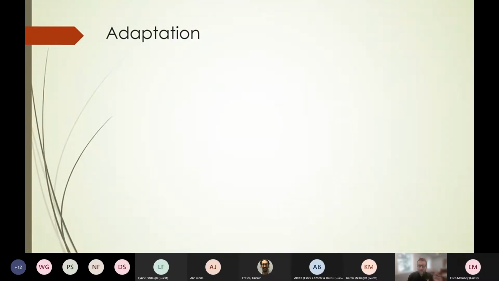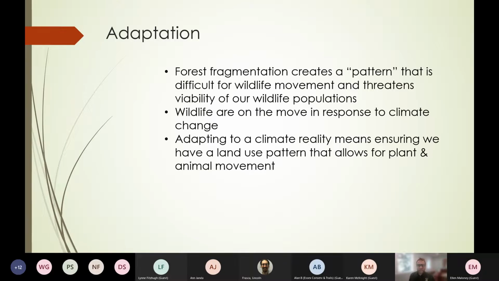Okay, so as we're thinking about this adaptation side of climate change, not just the carbon mitigation side, we need to understand that forest fragmentation is creating a pattern that's making it difficult for wildlife to move, and it's ultimately going to threaten the viability of our wildlife populations into the future. Wildlife are moving in response to changing climate, and so adapting to climate change really means ensuring that we have this connected land use pattern that allows for plant and animal movement.